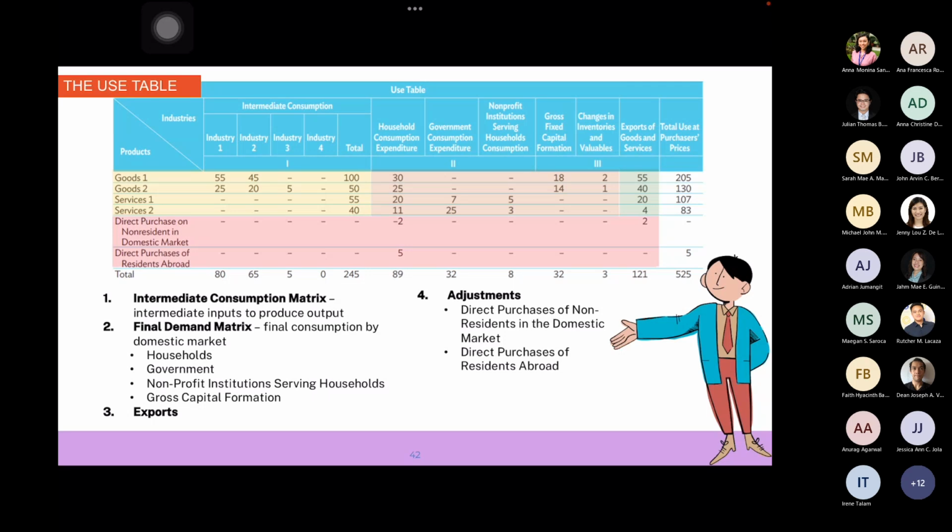So again, as mentioned by Munina, similar to the supply table, we have here the adjustment rules. So we have the direct purchases by residents abroad and direct purchases of non-residents in the domestic market. So we have these extra rows, and here we can also see the total use at purchasers' prices, which is the sum of all the rows, which should equal to the supply, as well as the total use by industry, institutions, and exports. So your column totals.